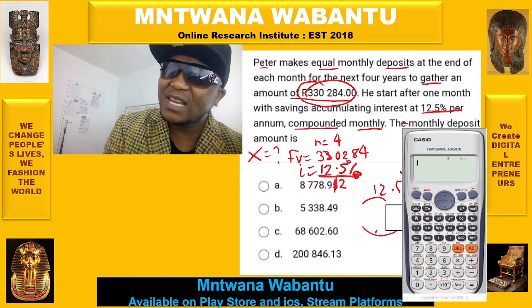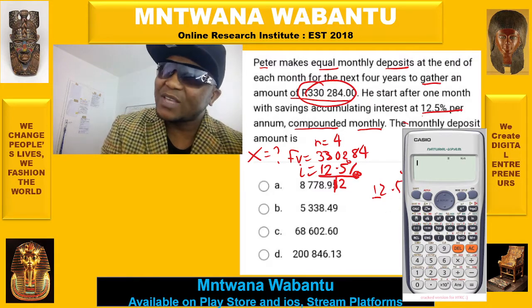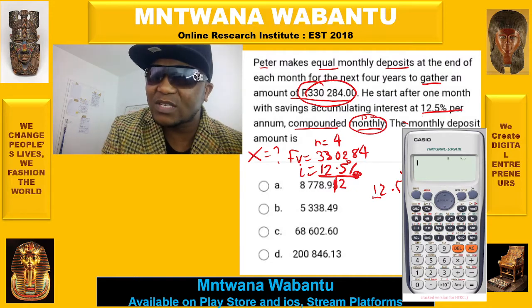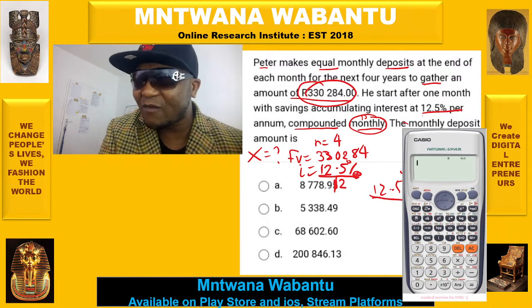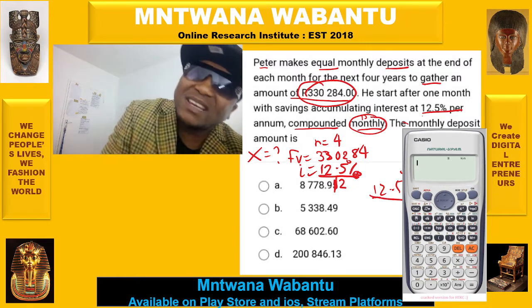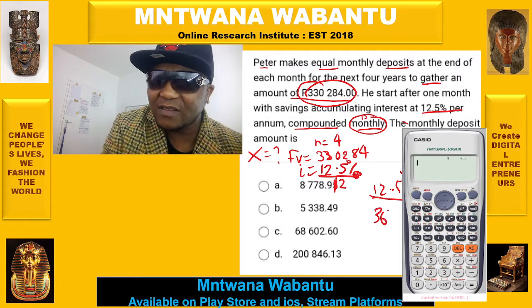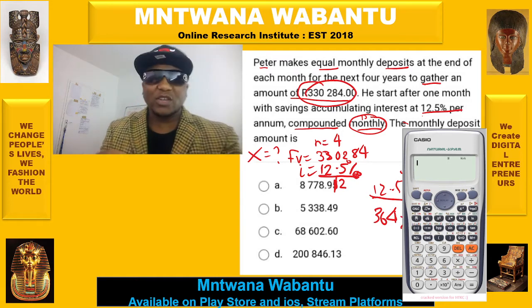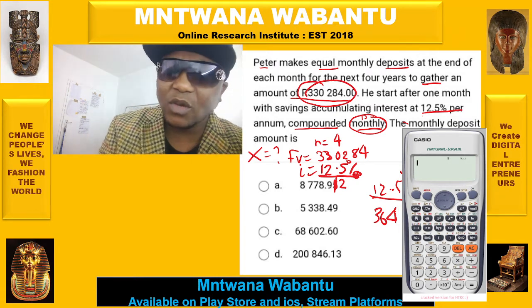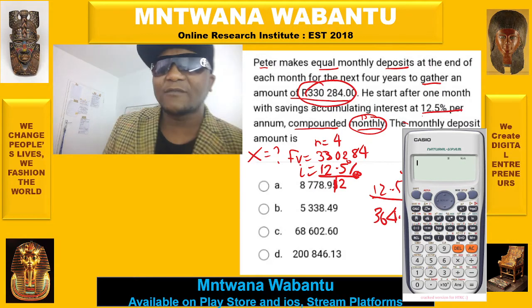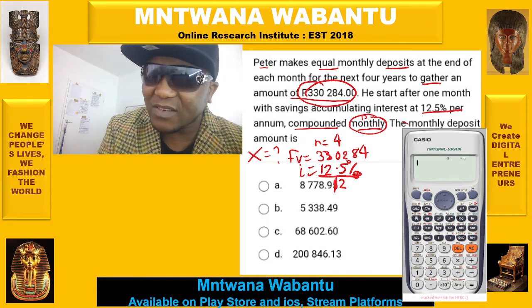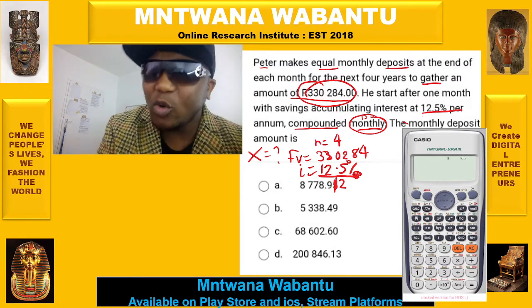Let's say it was compounded daily. Then I would take the interest rate, 12.5%, and divide by how many days in 1 year, 365 and a quarter, or you can say 365.25. But for our case right now, it was compounded what? Monthly. That's why we divide by 12. Now, what do they want?